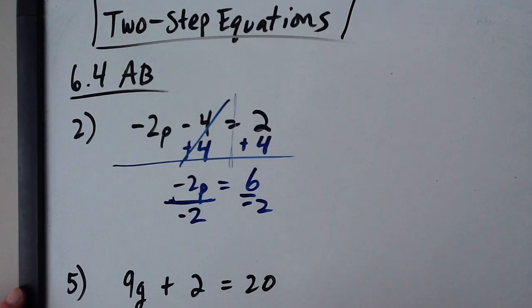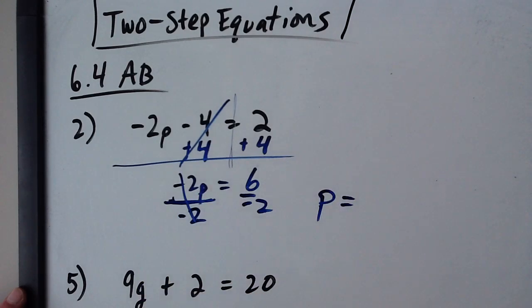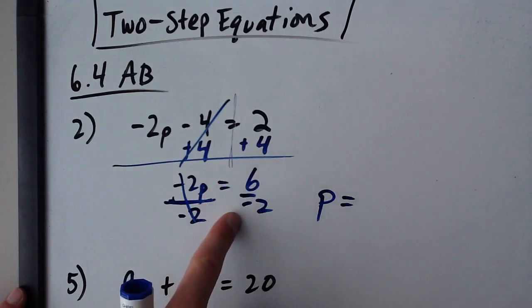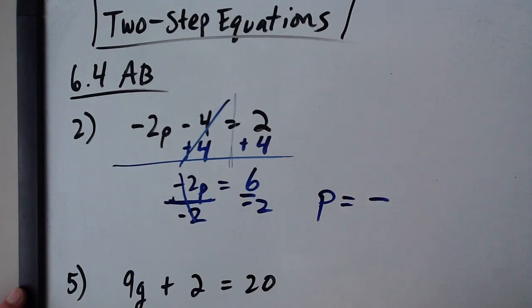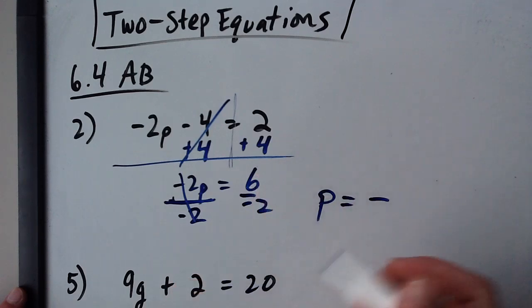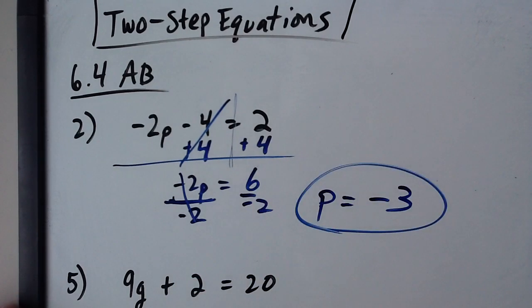So what happens on the left side is you have negative 2 divided by negative 2, which simplifies to 1 times p, which is just p, which is what we're looking for. That's good. On the right side, you have p equals 6 divided by negative 2. Well, if you have a positive divided by a negative, you're going to get a negative answer, right? Because if good guys leave town, that's bad. 6 divided by 2 is 3. So my answer is p equals negative 3.